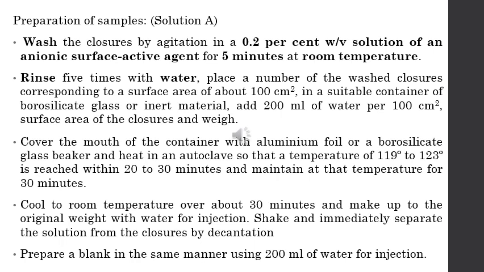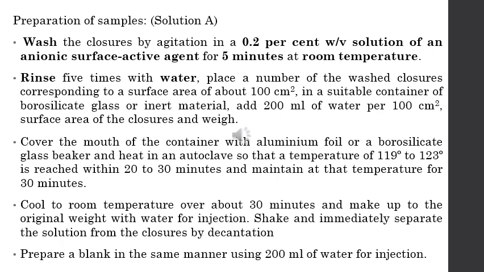Now, for performing various tests related to this rubber closure, we have to prepare a solution. According to IP, it is called solution A. To prepare solution A, we wash the closure by agitation in 0.2% anionic surface active agent for 5 minutes at room temperature. Then we rinse 5 times with water, and place the washed closure in an area of about 100 centimeters square.